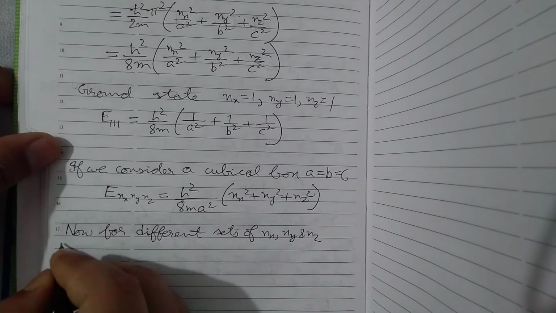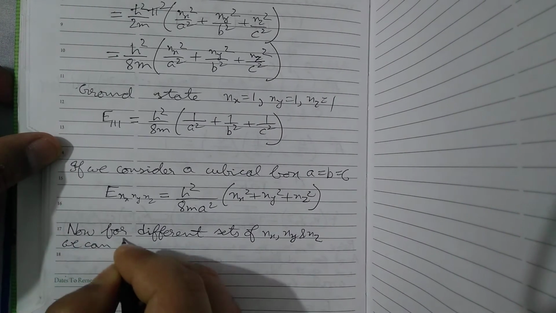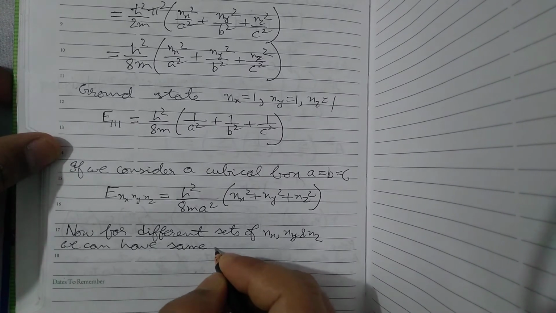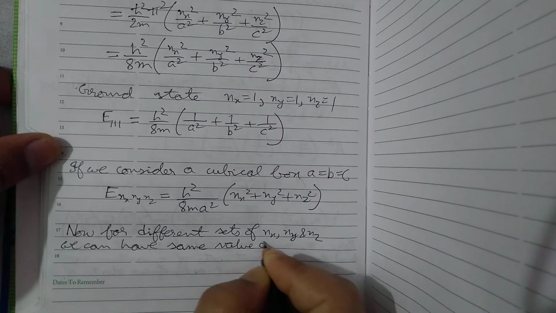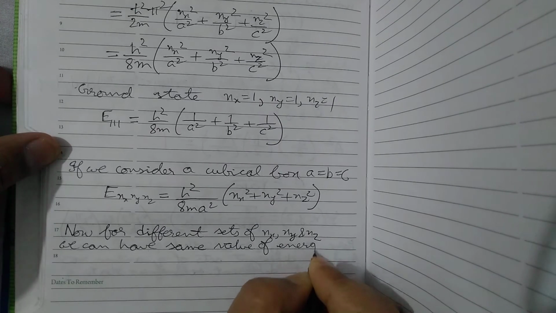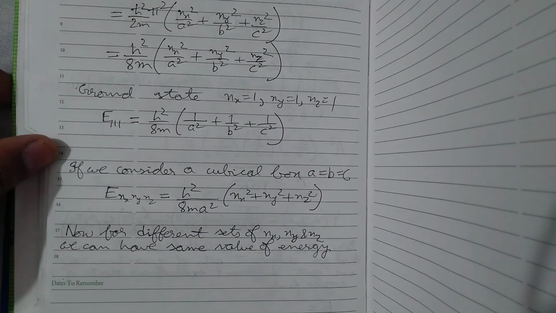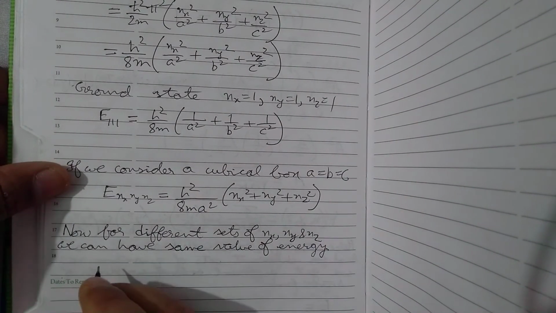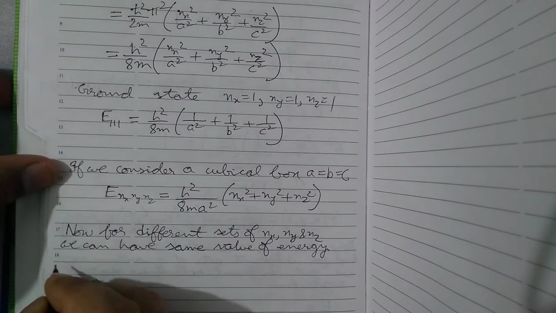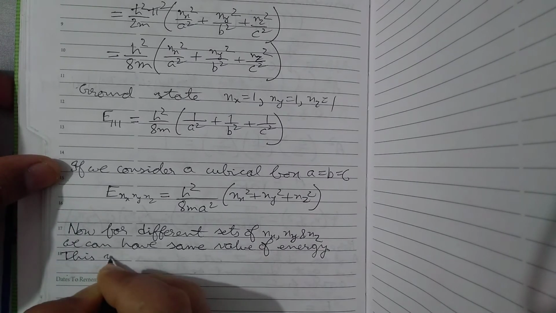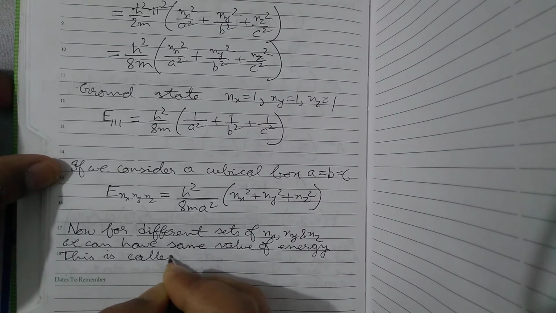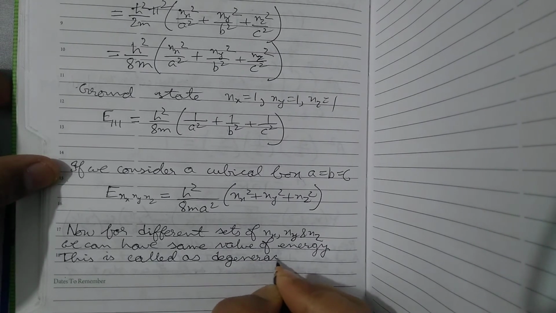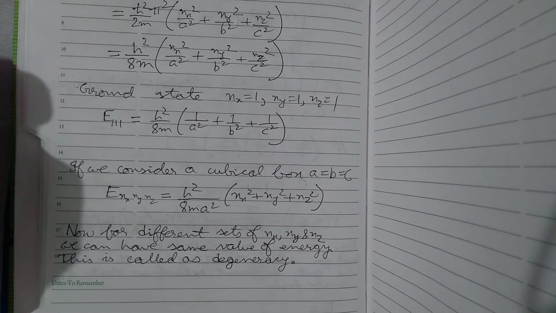We can have the same value of energy. Now for different sets of nx, ny and nz, we can have the same energy. This is called degeneracy.